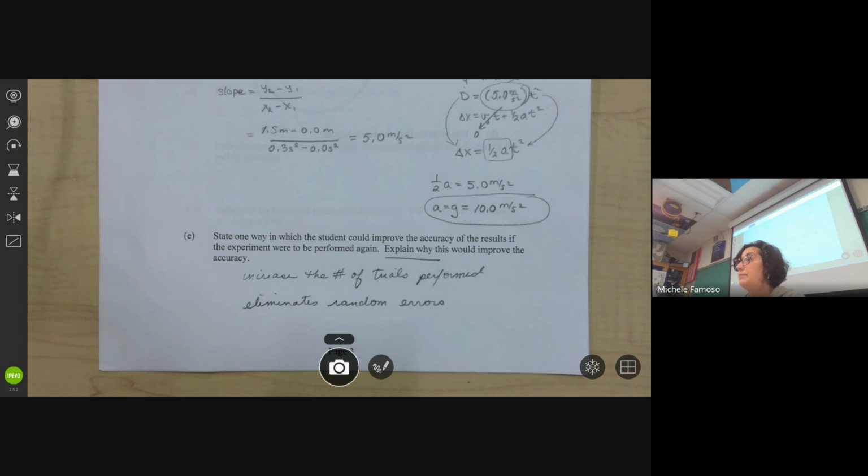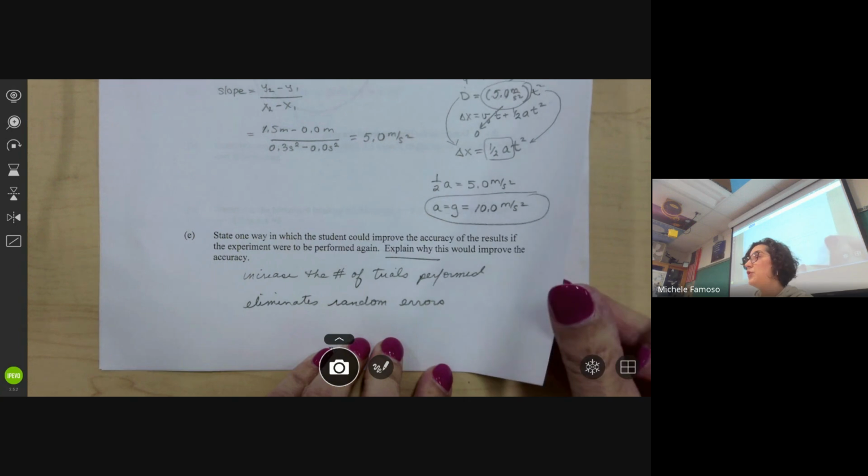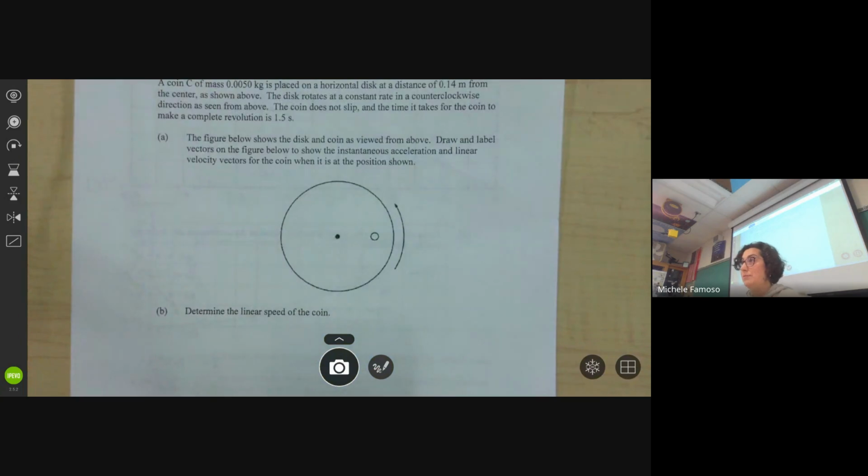That's it. Questions on number 1? That was half your test grade. Question 2. This was basically a Regents physics question, but on an AP test.